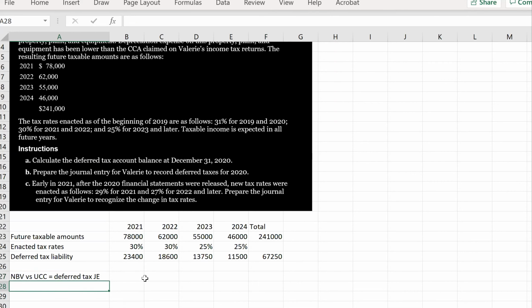However, here we don't have that. Well, all that we know is that in the future, there's a difference between accounting and tax for this $241,000. This amount here is going to represent that difference. So that's the only number that we have to work with in terms of the net book value versus the UCC, because that's our difference between accounting and tax. So what we're going to use is this $241,000, which is the difference between UCC and tax. We're going to use the tax rate for each year. And then we're going to get our deferred tax liability.